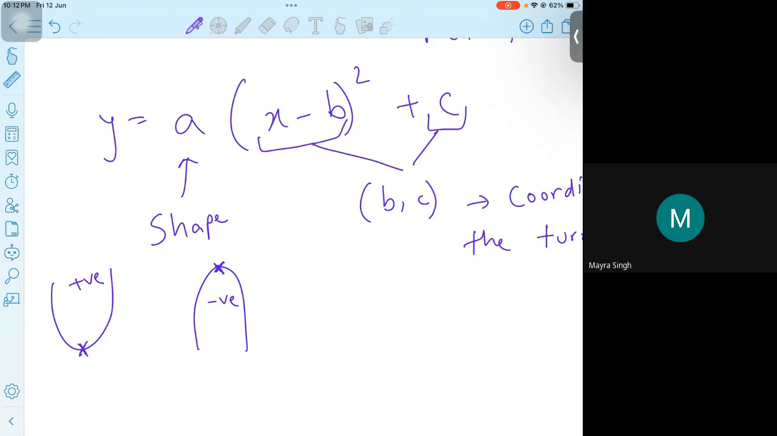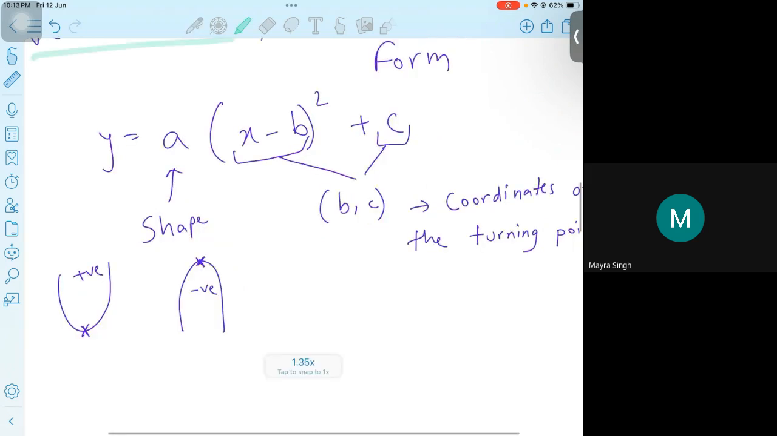Okay. So with that being said, this b and c from this part and this part, it gives us the exact coordinates of either this or this. Okay, where x is equal to the b and y is equal to the c. I hope that makes sense to you.